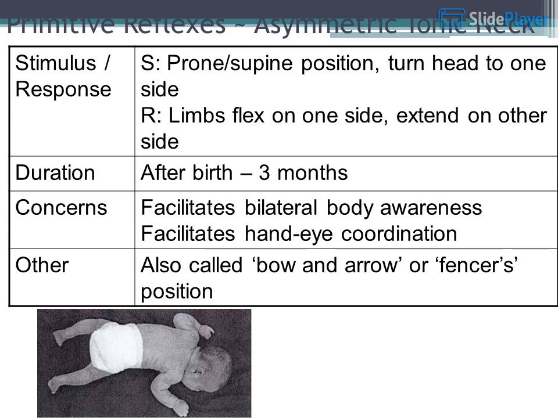Stimulus, response: prone/supine position, turn head to one side. Response: limbs flex on one side, extend on the other side. Duration: after birth, 3 months. Concerns: facilitates bilateral body awareness and hand-eye coordination. Other: also called bow and arrow or fencer's position.